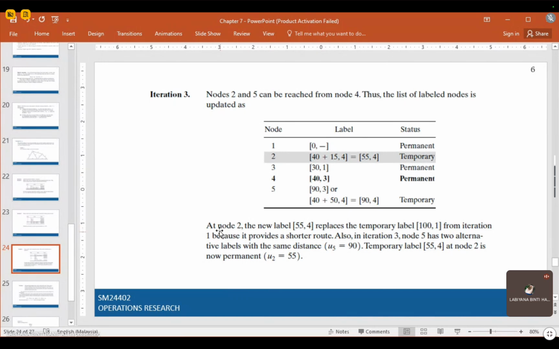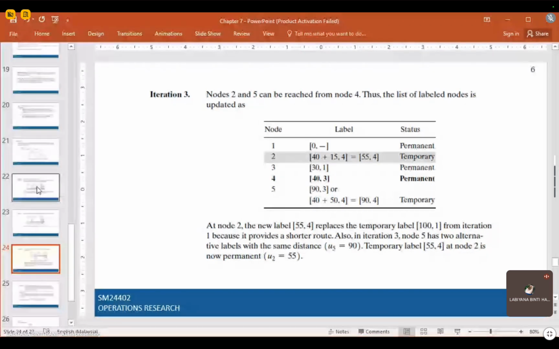But here at node 2, the label 50, 4 replaced the temporary label 100 from iteration 1 because it provides a shorter route. Also, in iteration 3, node 5 has two alternative labels with the same distance: u5 equal to 90 and 90. Temporary label 50 at node 2 is now permanent.